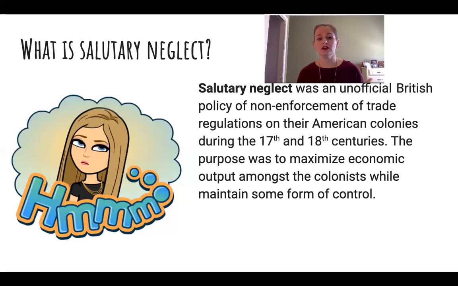So salutary neglect is kind of the same thing. It's just we're applying this to the colony. So the British would say, here's a law that you have to follow, and then not really enforce it. But then all of a sudden they start bringing that hammer down and enforcing it. And it really, really upsets those colonists.